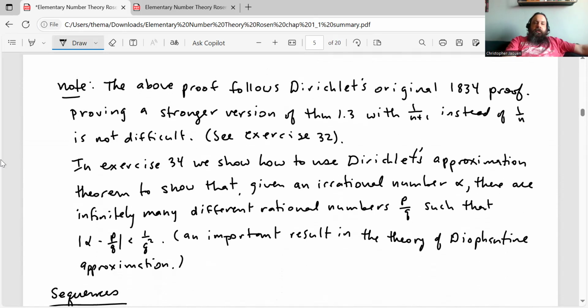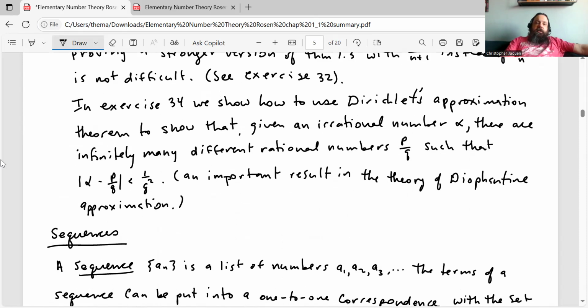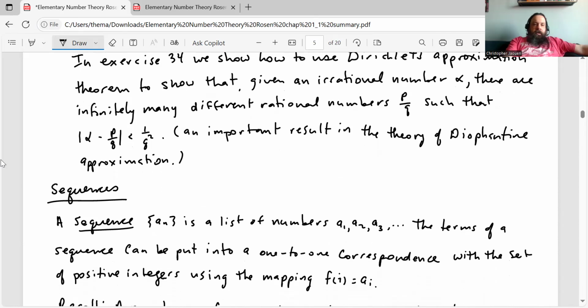Okay, just another note. The above proof shows Dirichlet's original 1834 proof, proving a stronger version of theorem 1.3 with 1 over n plus 1 instead of 1 over n. Proving it with 1 over n is not difficult, and Rosen says see exercise 32, so I suppose we'll be doing that ourselves when we get to the exercise set. In exercise 34, we show how to use Dirichlet's approximation theorem to show that given an irrational number alpha, there are infinitely many different rational numbers p over q such that the absolute value of alpha minus p over q is less than 1 over q squared, which is an important result in the theory of Diophantine approximation. So we have some exercises to look forward to later on.